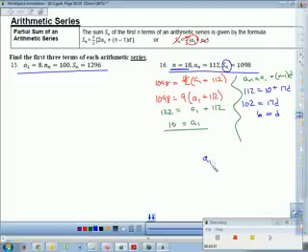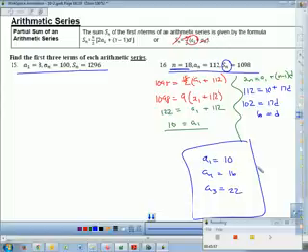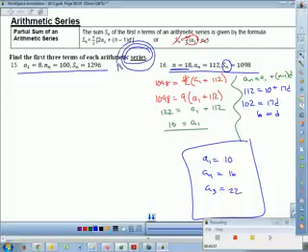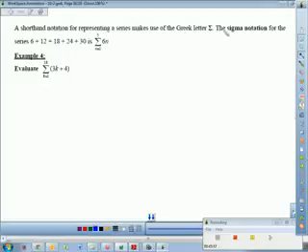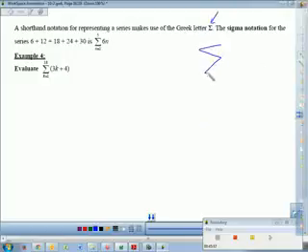Now answer the question. The first term equals, the second term equals, the third term equals. First term is 10, 16, 22. Is that what we get? Yep. Cool. You'll rarely see the sum of an arithmetic sequence written like that. You'll see the Greek letter sigma. Fancy looking E type thing.